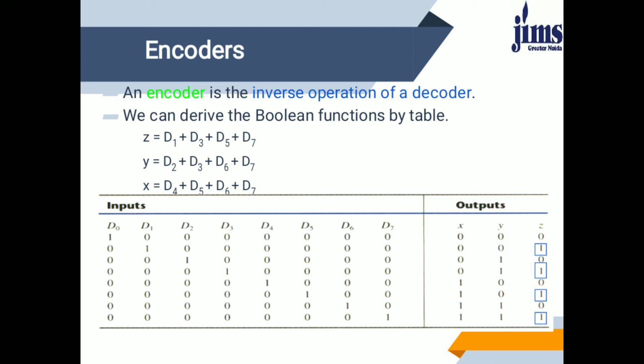Total 4 minterms are high. These are for D1, D3, D5 and D7. That's why I have written Z equals D1 plus D3 plus D5 plus D7. Accordingly for Y we can write, and X we can. For X another 4 terms and for Y another 4 terms are there. So this is the way we can write the Boolean function from the table.